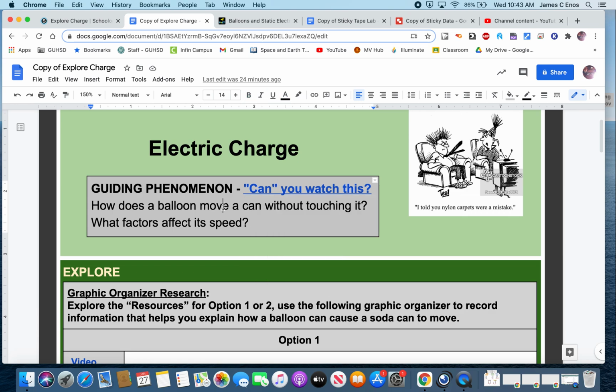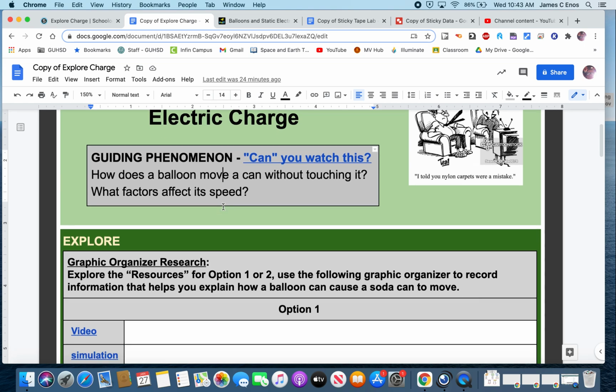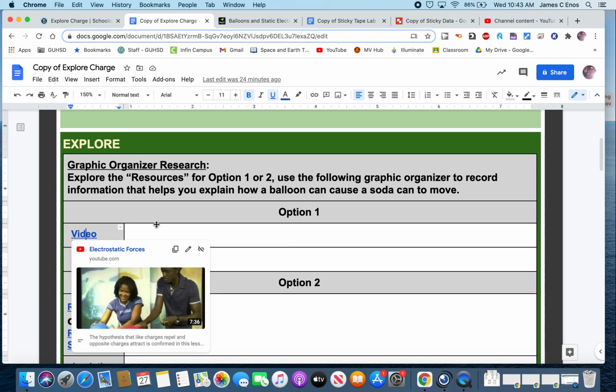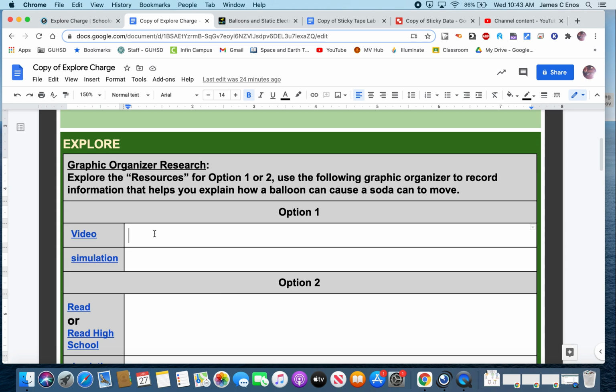So what we're being asked is, how does a balloon move a can without touching it? And what factors affect its speed? So I have for us these things I want us to look at. There's this video getting into these electrostatic forces. You can look at that, and this will help give us some information.